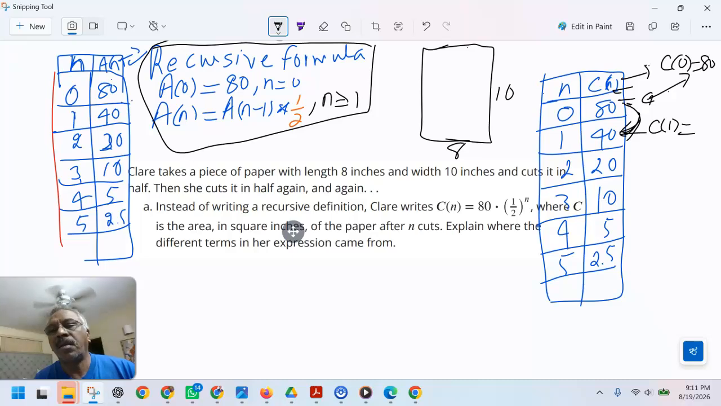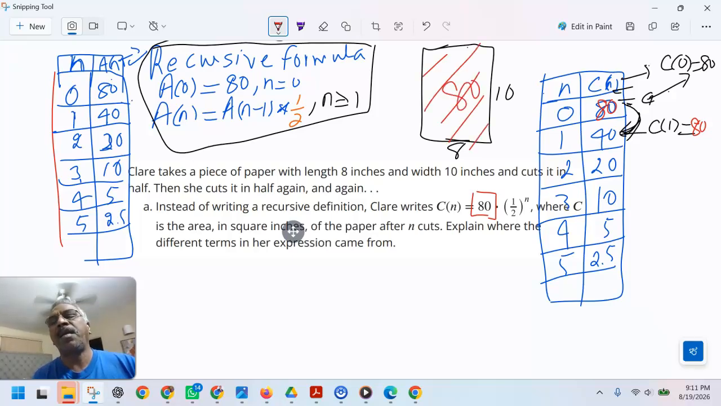So I'll use 80 as the main red color to show. So it is the 80. So where does this 80 come from? 80 is when the paper is not cut at all, the whole area, that's the 80, zero cuts. So that means this C1, you have to multiply by half. Okay? So that's what we get. So from here to here, 80 becomes 40 because you're multiplying by half.